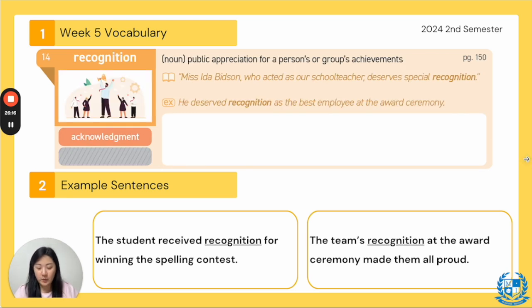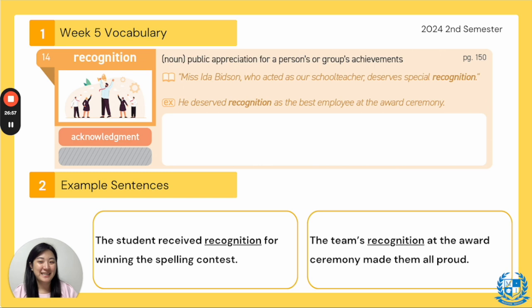Number 14, our word is recognition. Everyone say recognition. The synonym is acknowledgement, and this is a noun. And this means public appreciation for a person's or group's achievements. So I know that for the speech competition, the teacher comes out and makes an announcement for the winner and gives the certificate. That is giving recognition. That's public appreciation, showing everybody in the lobby.